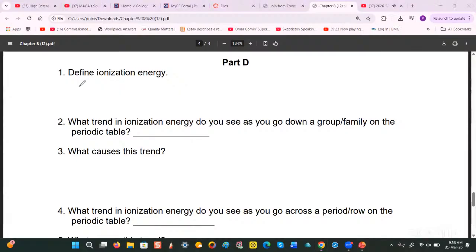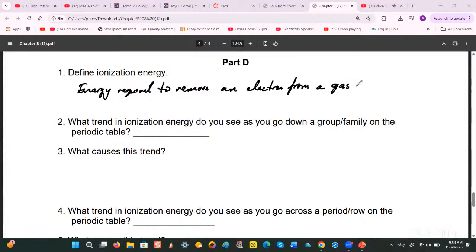So it's the energy required to remove an electron from a gaseous atom. So if you have an atom X, and you wanted to convert it to X plus, you have to remove an electron, right? The enthalpy change for that would be the ionization energy.